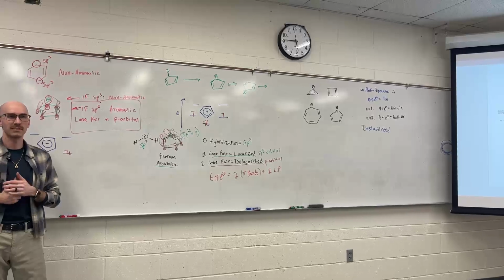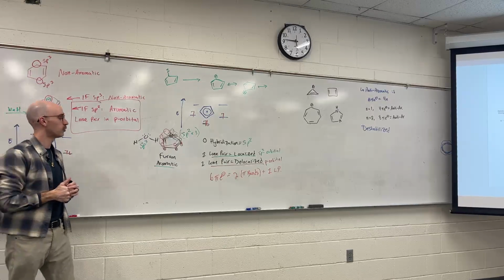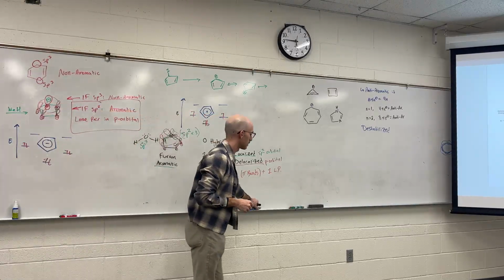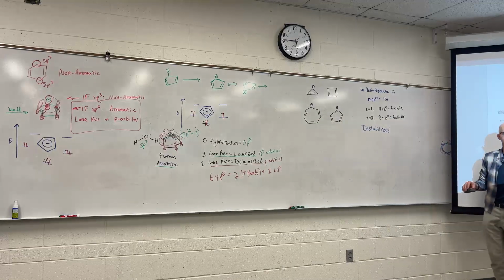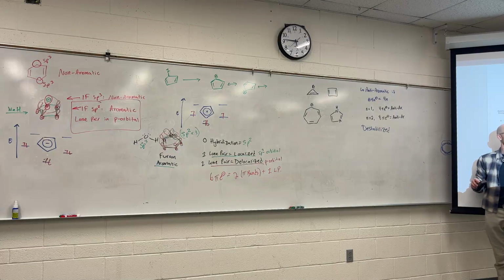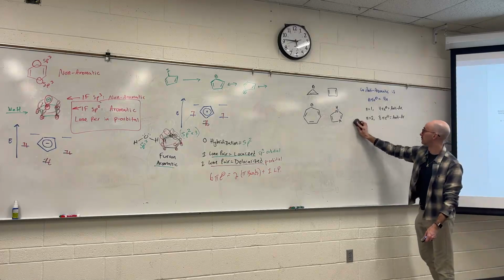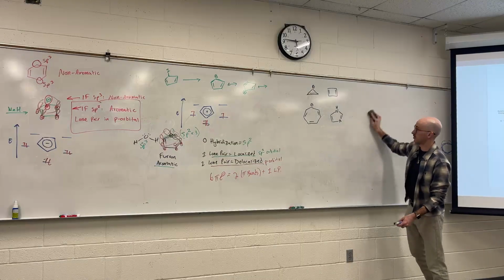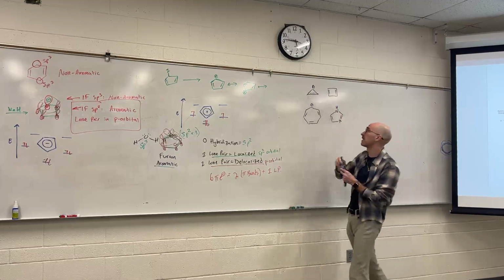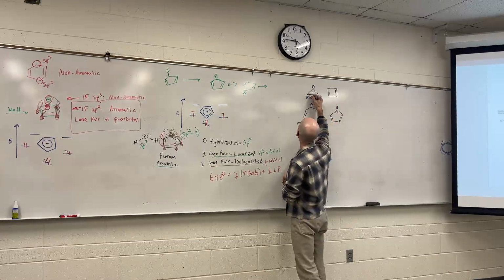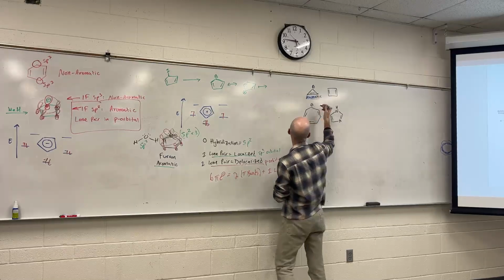How many pi electrons? 2. Does that follow 4n plus 2 or 4n? It follows 4n plus 2 when n equals 0. Then the answer is just 2. So as strange as this little molecule might seem, it's actually quite stable. It's aromatic.